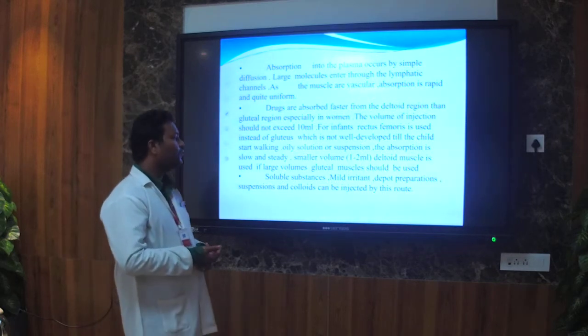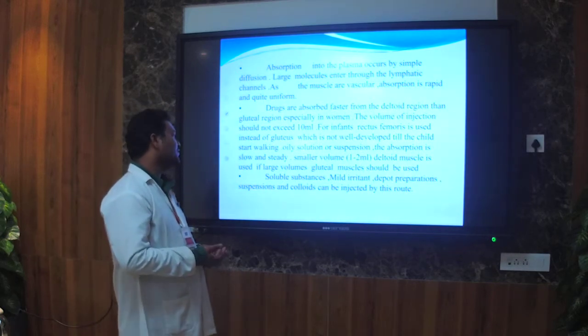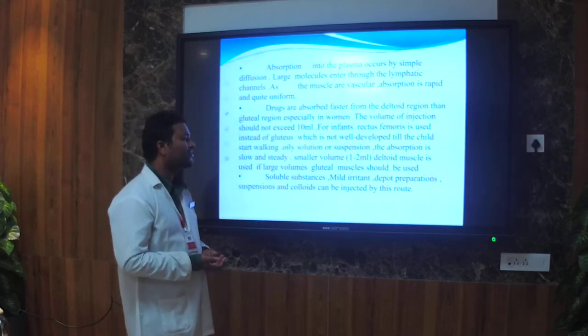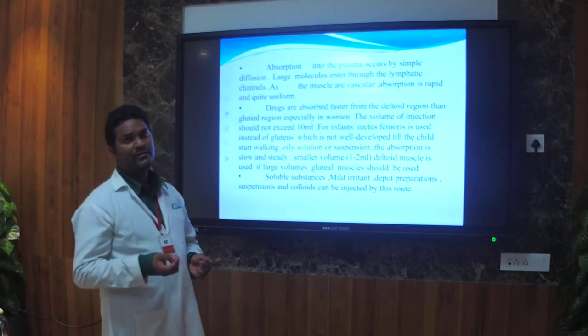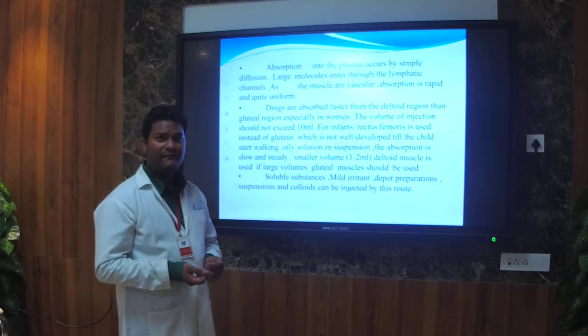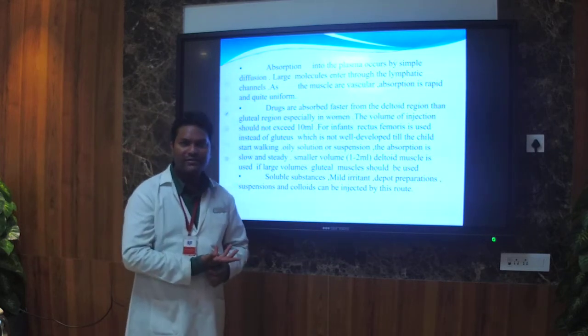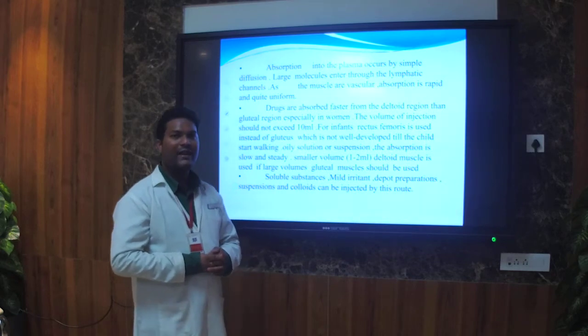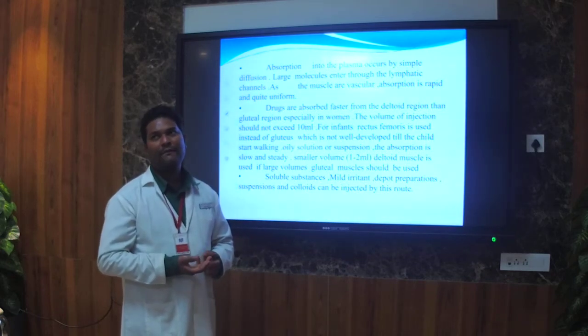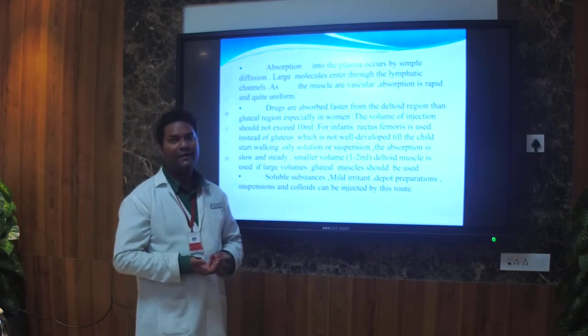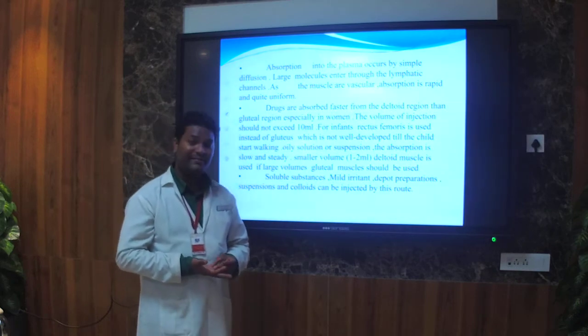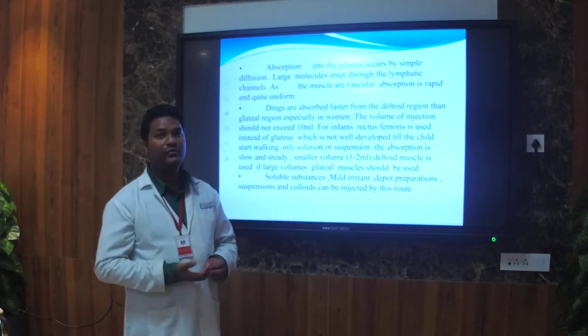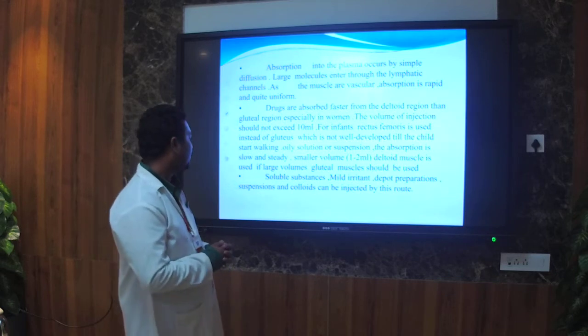Smaller volumes like 1 to 2 ml are given in the deltoid muscle. For large volumes, gluteal muscles should be used. For example, tetanus toxoid we mostly give in the deltoid muscle because it is a very small quantity. Then we have large quantities like paracetamol, or non-steroidal anti-inflammatory drugs, which are given into the gluteal muscle of the lower extremities.